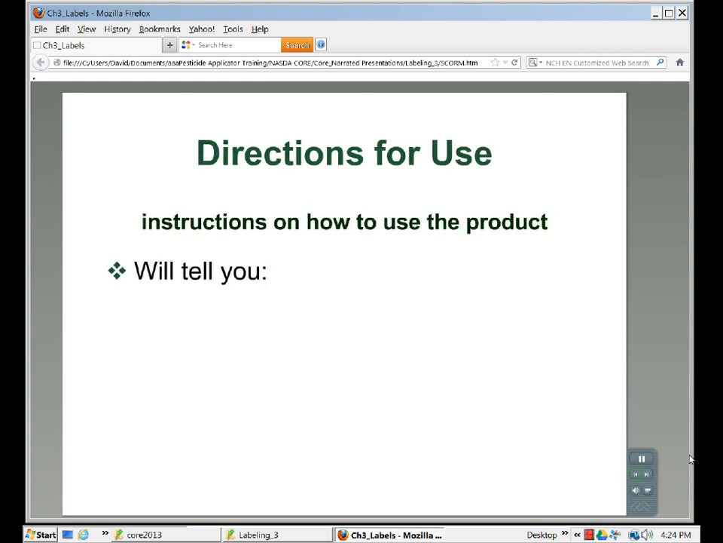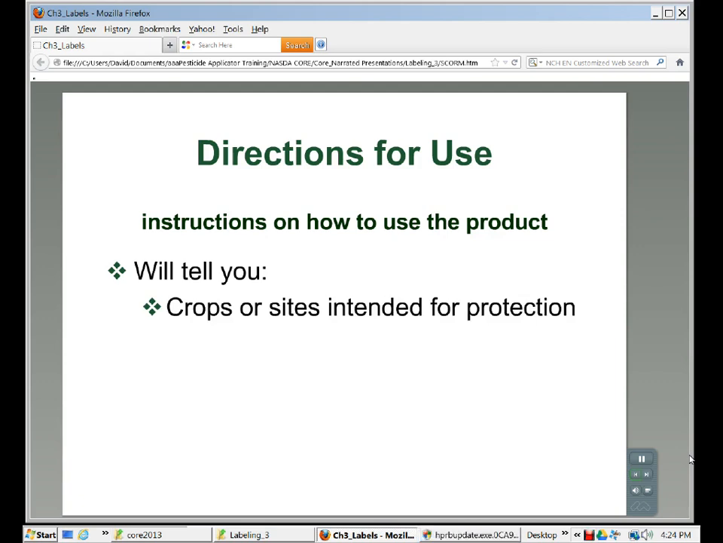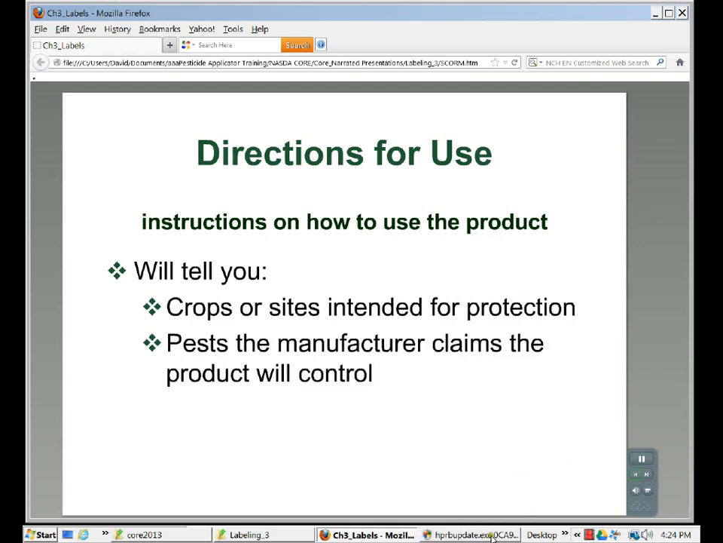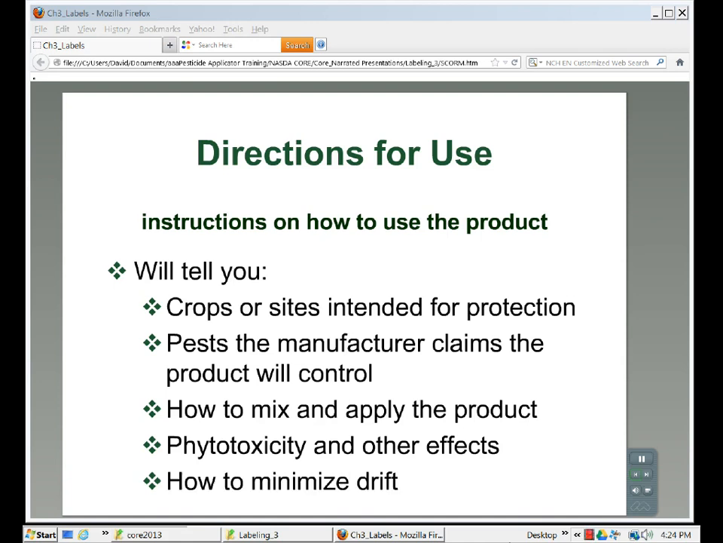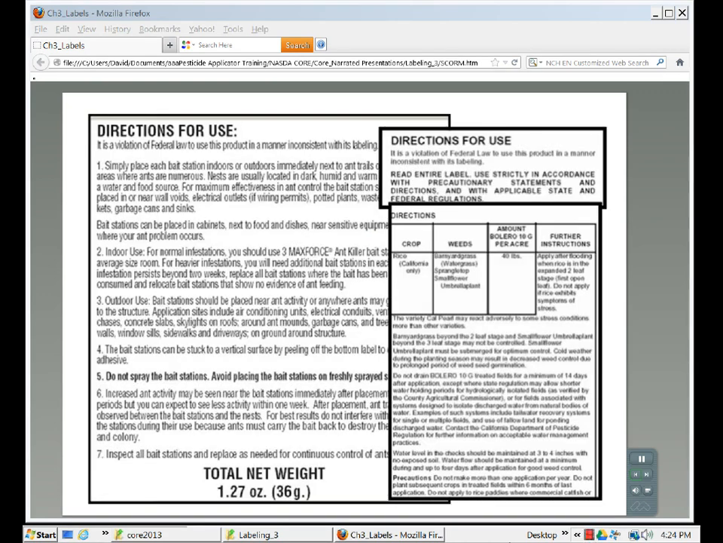The Directions for Use section of the pesticide label instructs the applicator on how to use the product. Generally, it includes information on the crops or sites where the pesticide can be applied, the target pest, product rates, how to mix and apply the product, potential phytotoxicity or other precautions, and how to manage drift when applying the product. The Directions for Use section of a label can be a very long and extensive section. It's important that you read the entire label to make sure you are applying the product in a correct manner.